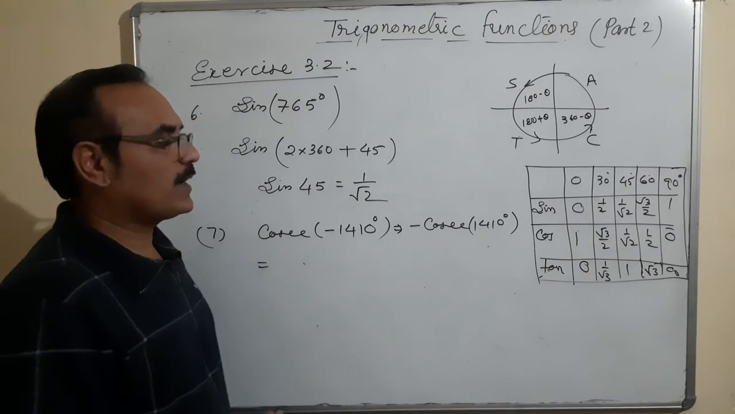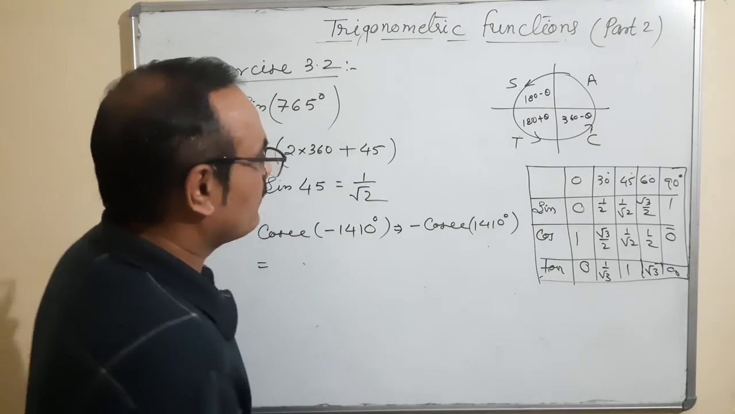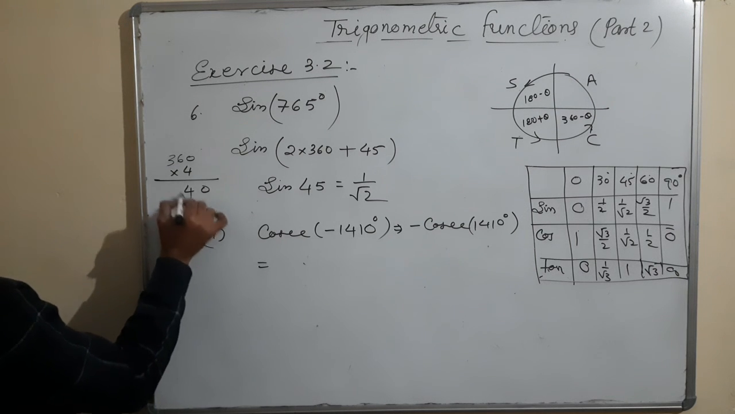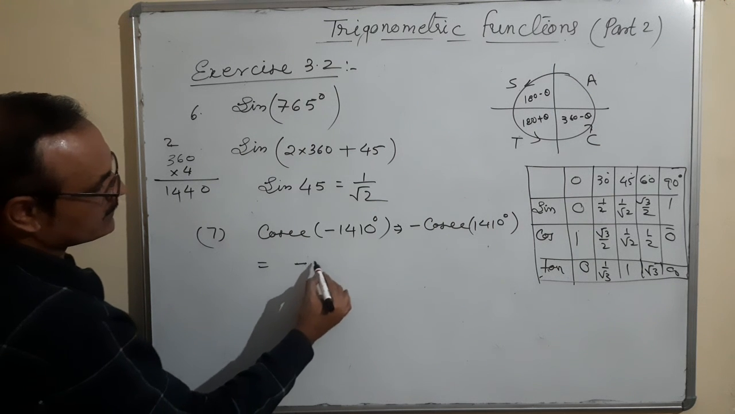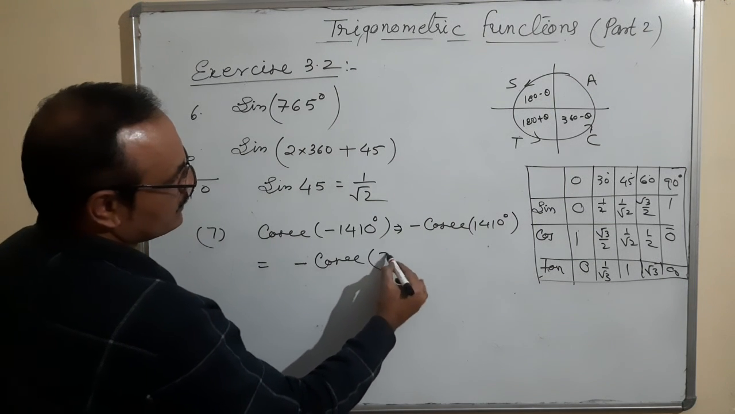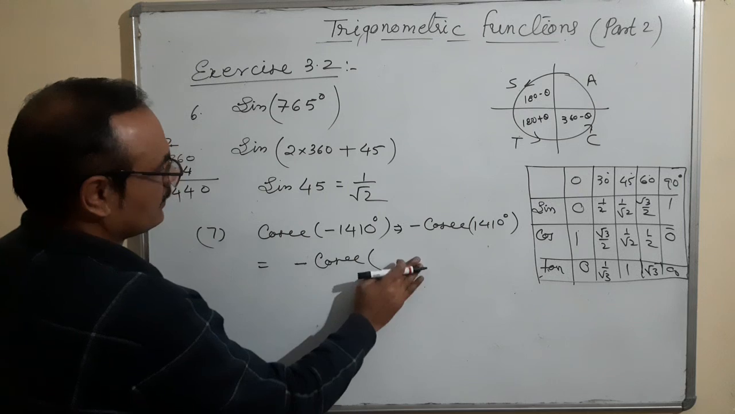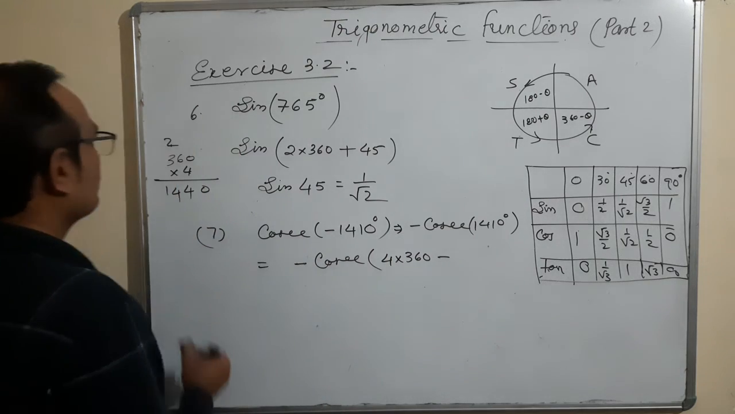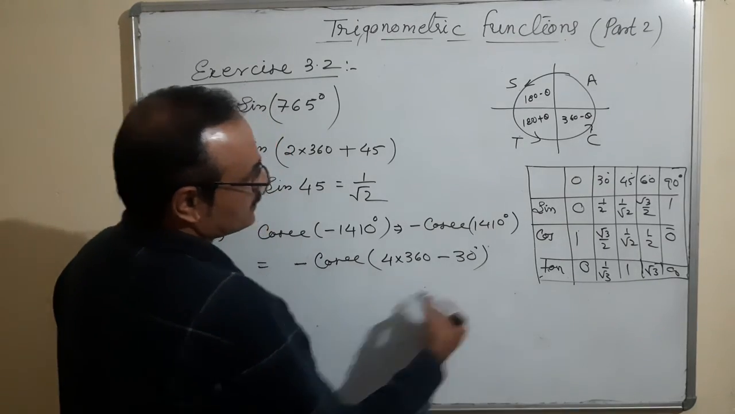I'm just reading the table of 360. It is not a multiple of 360. 4 times 360 is 1440. So may I write here 4 multiplied by 360 minus 30? 1440 minus 30 is 1410. Is it okay?